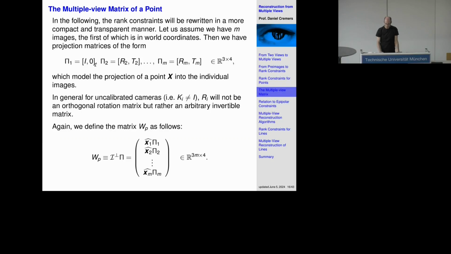In order to do that, we go into the coordinates of the first camera. So the projection matrix for camera 1, we assume, is just the identity of rotation and no translation. So the world coordinate system is the system of camera 1. And then we have the remaining cameras with rotation and translation here. And these are 3 by 4 matrices, and they model the projection of a point X into the individual images. And then we can define this matrix WP. Here it is.